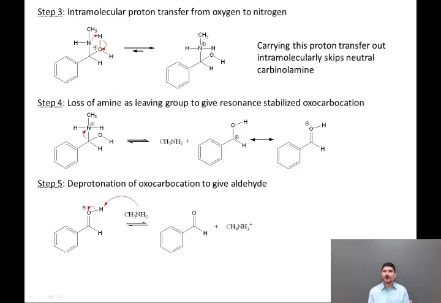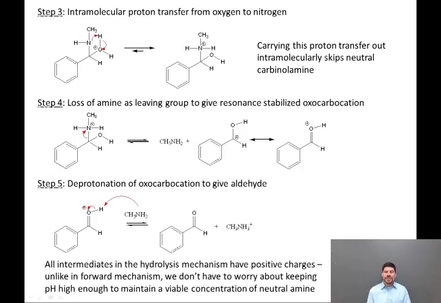Okay? Could you use water as a base to do this? Sure, it probably happens. But eventually, that methylamine under acidic conditions is going to get protonated, and why don't we just have it do the work in step 5? So nitrogen pulls off the hydrogen, the electrons go onto the oxygen, we have a neutral aldehyde, and everybody is happy. Okay, so this is a genuine mechanism under acidic conditions.